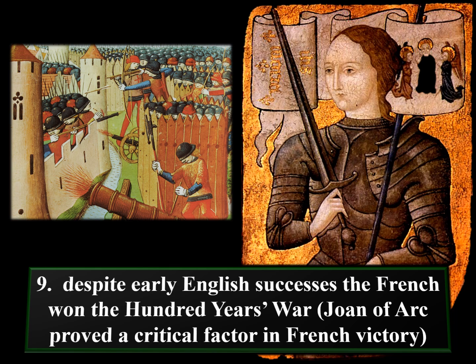She ultimately will be captured by the English and burned at the stake as a heretic. They don't believe that she had visions from God. But ultimately, she becomes a symbol of French resiliency and French nationalism. And Joan will become kind of the symbol around which the French troops will rally, and they will eventually be victorious over the British.